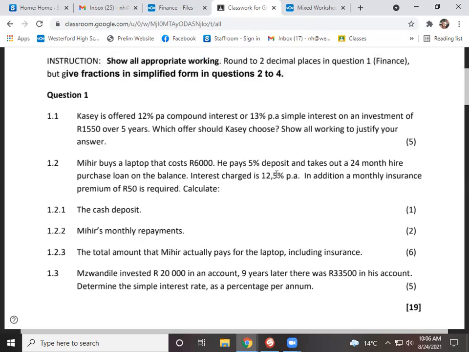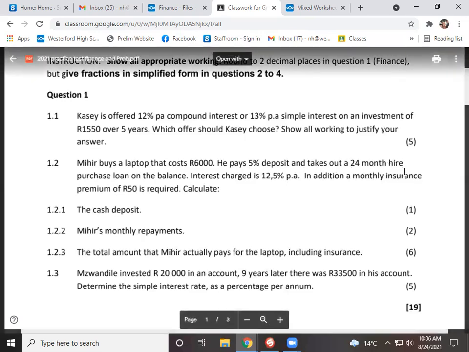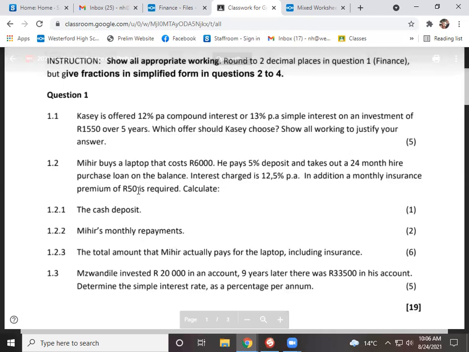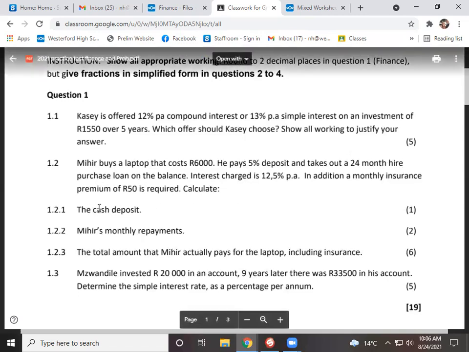Interest charge is 12.5% per annum. Guys, do you notice they're not saying simple interest? That's because you must know that for hire purchase, it is always simple interest. Okay. In addition, a monthly insurance premium of 50 Rand is required. So now again, there's insurance here, but they're telling you every month you need to pay 50 Rand for insurance. Okay. Calculate the cash deposit.